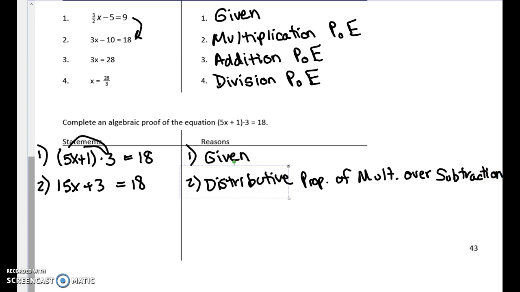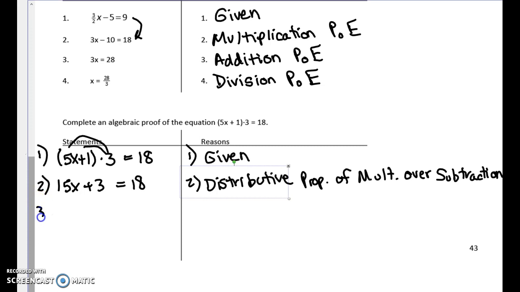Now, I don't mind you guys shortening words, but there are 2 words you can never, ever shorten, and that is subtraction and substitution, because they both start off the same way. So never shorten subtraction or substitution. I'm fine with multiplication or maybe division, but never subtraction or substitution.